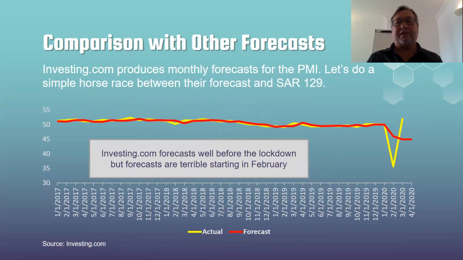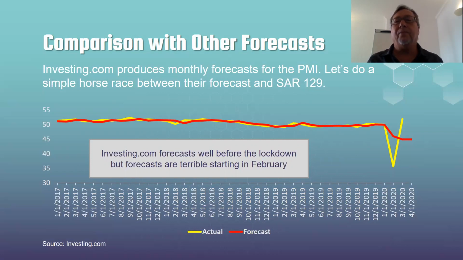So let's compare this with some other forecasters. This is looking at the forecasts of investment.com. And as you can see, over the historical sample before the lockdown, the red line is the forecast and the yellow is the actual. You can see that the model was fitting the data fairly well, but also making predictable errors.